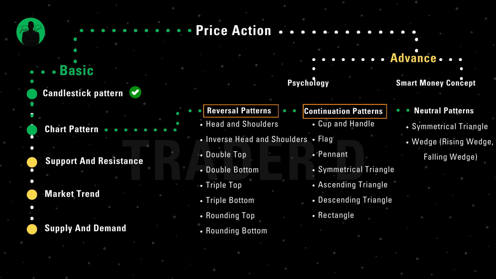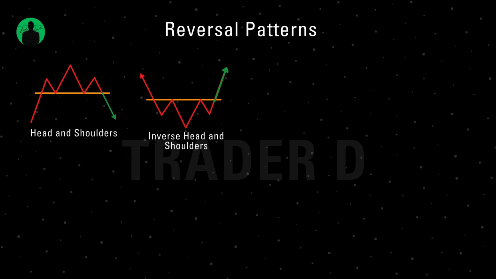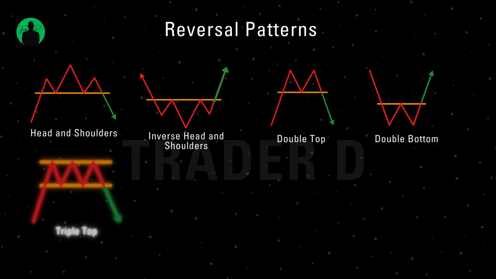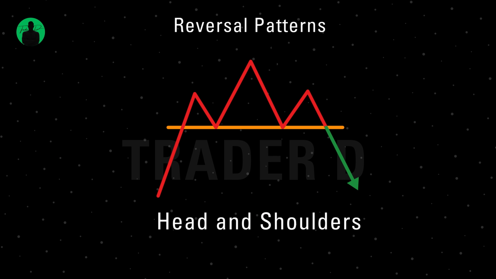Let's get started. Reversal patterns: head and shoulders, inverse head and shoulders, double top, double bottom, triple bottom, rounding top, rounding bottom. The head and shoulders pattern is one of the most reliable bearish reversal patterns. It consists of three peaks: a higher middle peak, the head, and two smaller side peaks, the shoulders.